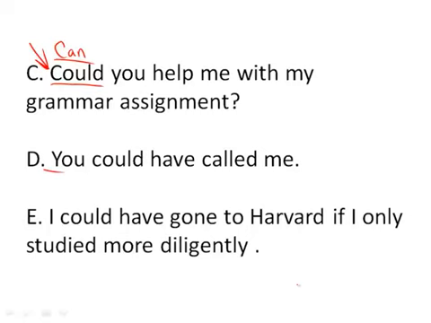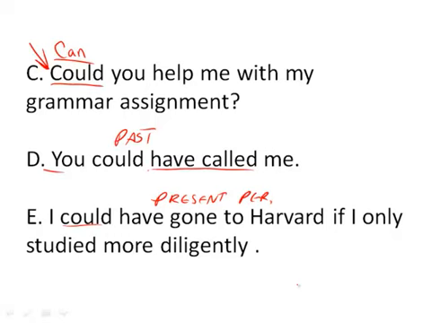In D, we have a very different example. It says, you could have called me. We are talking now again about the past. We are not asking questions as we did in C. And this talks about an event that didn't actually happen in the past, but someone's expressing something somebody could have done. In E, we have the could here, and you'll notice we have the present perfect tense here. We actually have the present perfect tense in D as well.